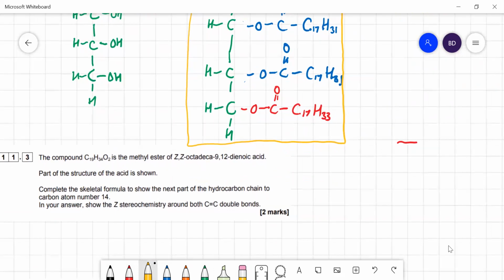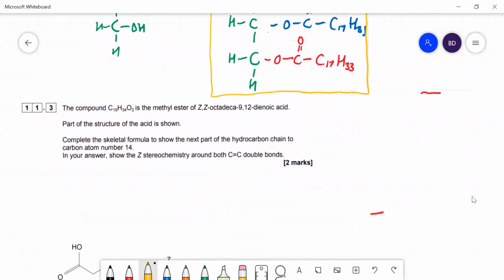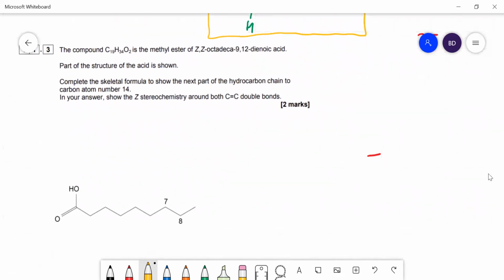Right, the compound C19H34O2 is a methyl ester of ZZ octadeca 9,12 dienoic acid. Okay, part of the structure is shown. Complete the skeletal formulae to show the next part of the hydrocarbon to carbon number 14. And you've got to show the Z stereochemistry around both carbon-carbon double bonds.